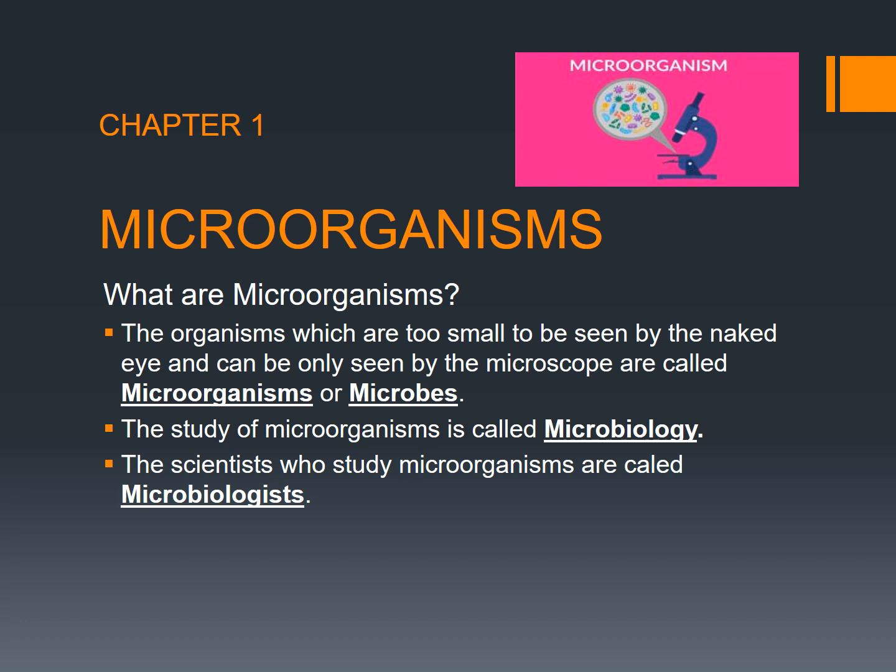Microorganisms may be unicellular, meaning they have one cell, for example bacteria and protozoa, and they may be multicellular, meaning more than one cell, such as fungi. Some can live alone, for example amoeba, while others occur in groups. These groups are called colonies. For example, bacteria and fungi are microorganisms which live in groups.